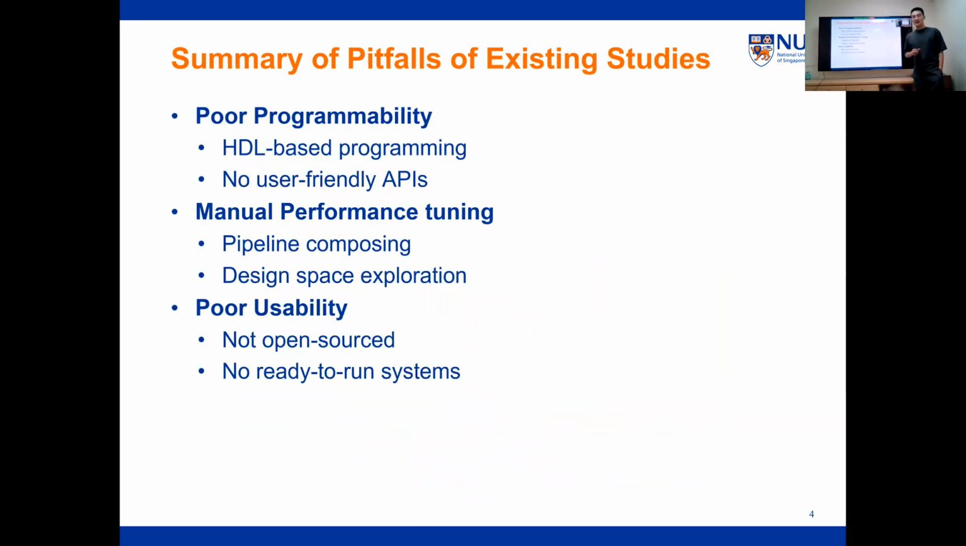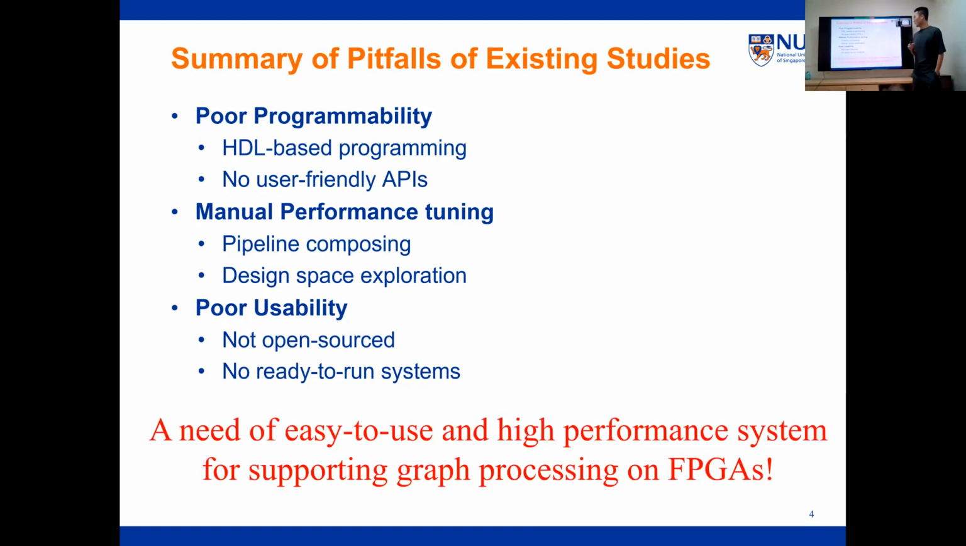So, in summary, existing works have poor programmability and also they require manual performance tuning, for example, pipeline composing and design space exploration. And the usability is not that good because they are not open source and there is no ready-to-run system. So we think there is a gap between high-level graph processing applications and the underlying FPGA platform. So we conclude there is a need of an easy-to-use and high-performance system for supporting graph processing on FPGAs.